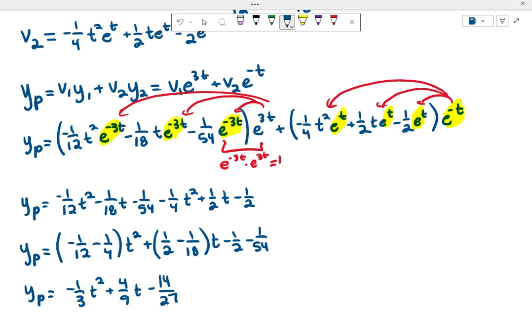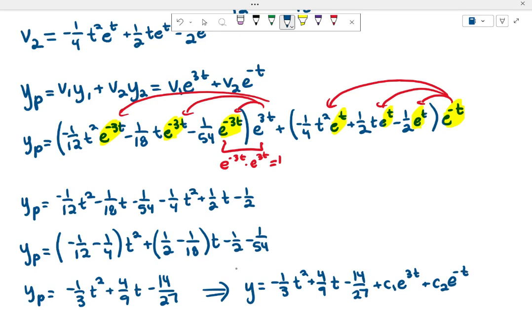The final step is to create the general solution by adding the particular solution and the complementary solution together. So y equals negative 1/3 t squared plus 4/9 t minus 14/27 plus c1 e to the 3t plus c2 e to the negative t.